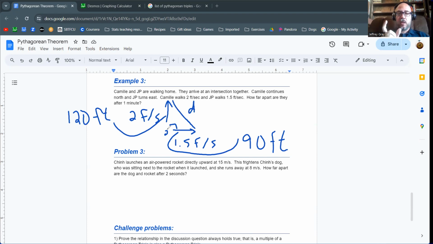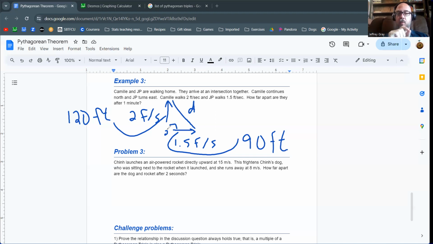And the thing I want to point out is this. We know this is going to be a 3, 4, 5 triangle, right? It's a multiple of a 3, 4, 5 triangle, and this is going to work out that way. After 2 seconds, JP has gone 1.5 times 2, which is 3 feet. And after 2 seconds, Camille has gone 4 feet. And so the distance after 2 seconds would be 5 feet.